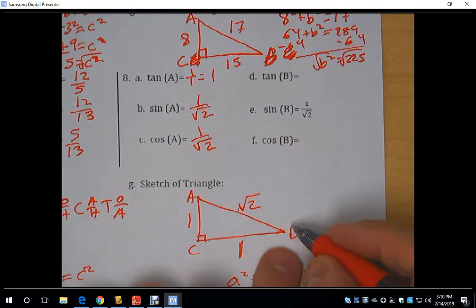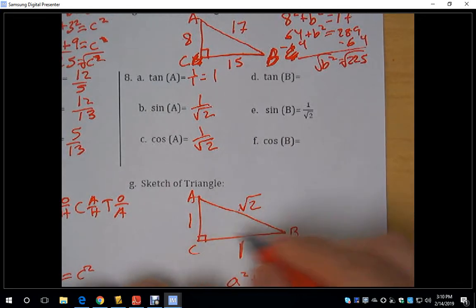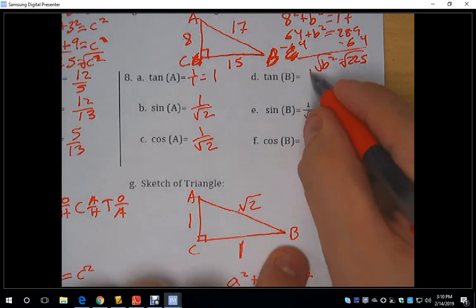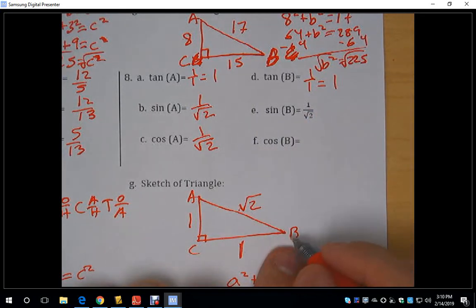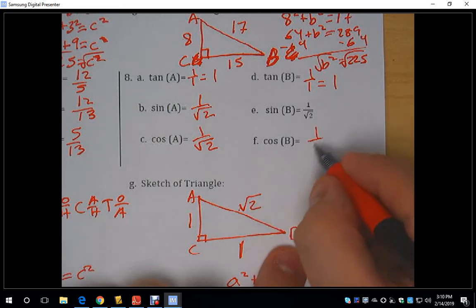Tangent of angle B, let's change perspectives. From this side, opposite is 1 over adjacent, which is 1, so I have 1 over 1, which is just 1. Cosine is adjacent over hypotenuse. That's going to give me 1 over the square root of 2.